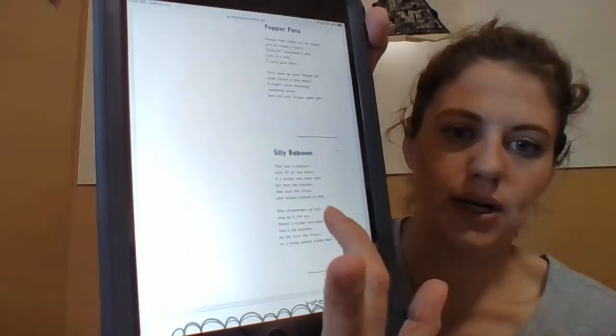You can do it. All right, let's go to poetry. So your poem this week is Silly Baboon, or for today, sorry. Your poem for today is Silly Baboon, and it's right here. Okay, so read that poem first, and then go back and do the lesson plan. So your lesson plan, these are the questions you're going to answer about the poem today. After reading the poem, Silly Baboon, answer these questions.